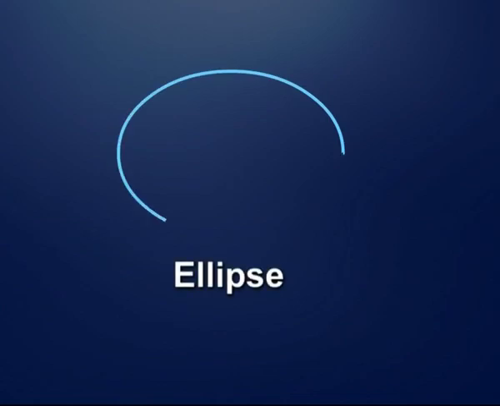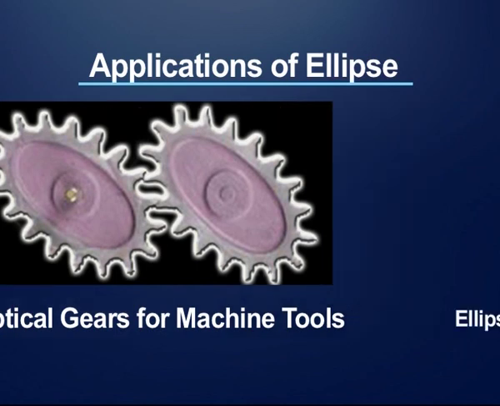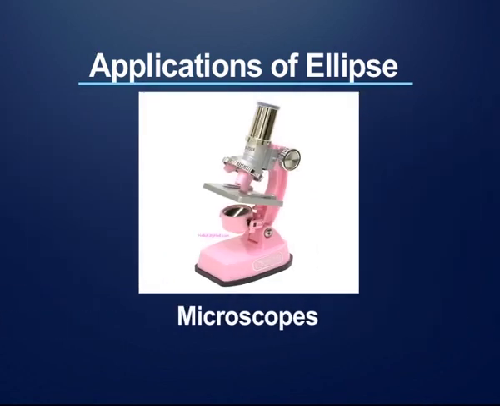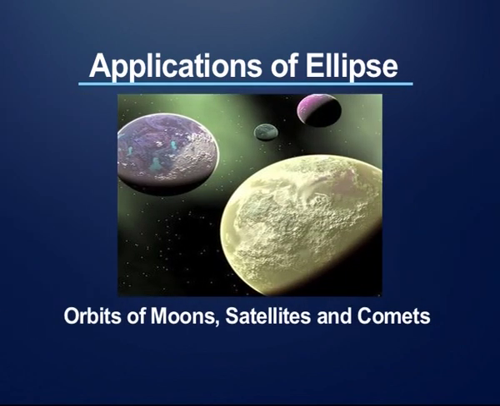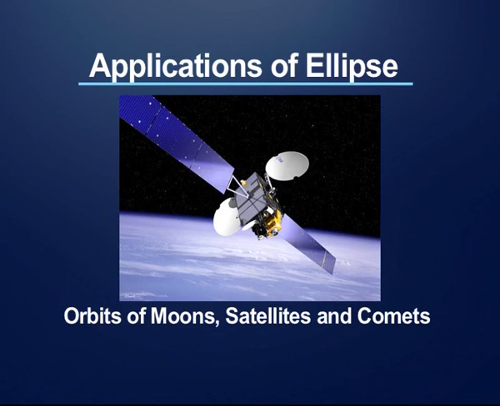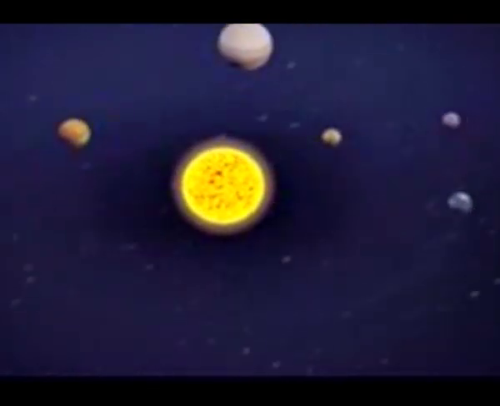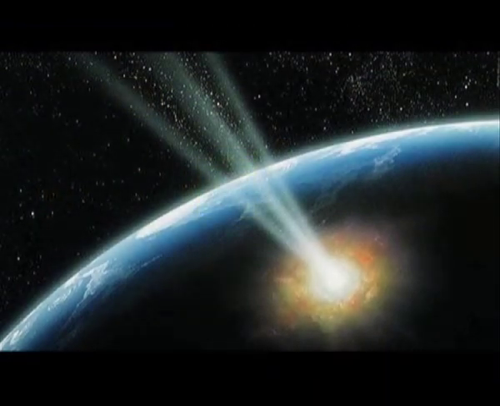Let us look into some specific applications of the ellipse. The ellipse has many applications. Elliptical gears are often used for machine tools. And ellipses are used in optics, in telescopes and microscopes. Other examples are the orbit of a planet with the sun as a focus, and orbits of moons, satellites, and comets. The orbits of the planets are ellipses, as are the orbits of moons, satellites, and comets.